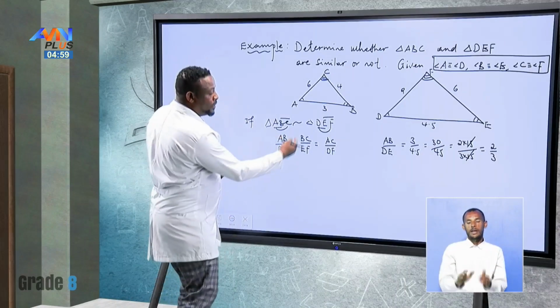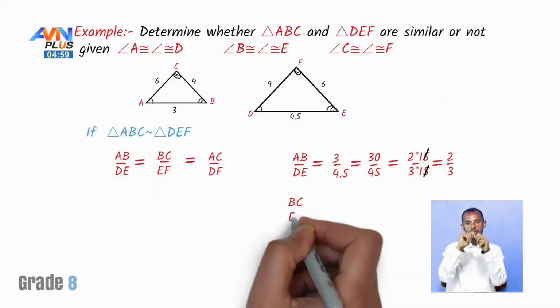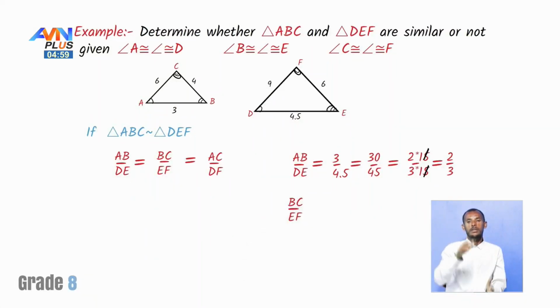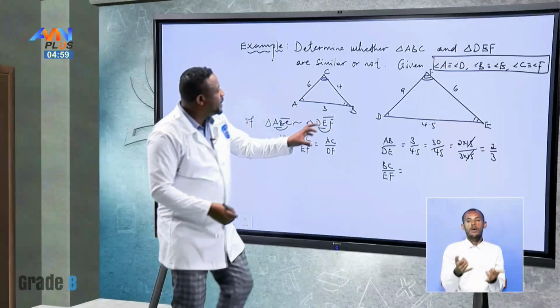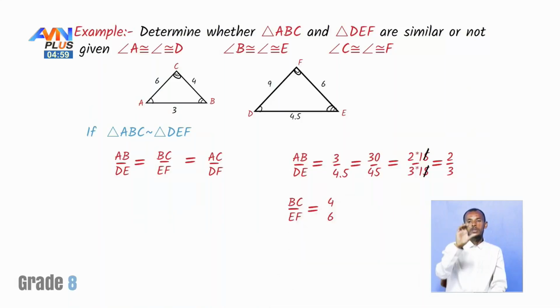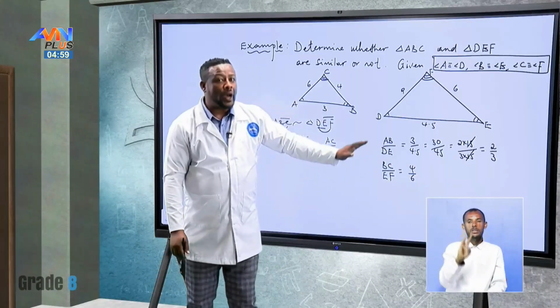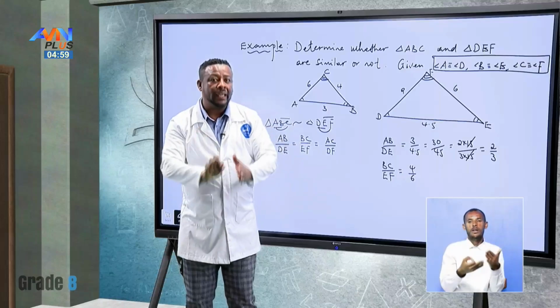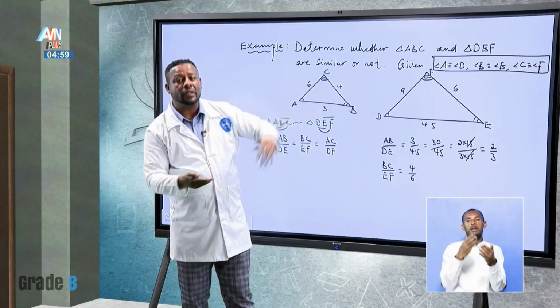Again, let's calculate the ratio of the middle term. That means BC over EF, okay? Now BC is 4, and EF is 6. We have 4 over 6. So you need to write this 4 over 6 in the simplest form so that we can easily compare all the ratios.